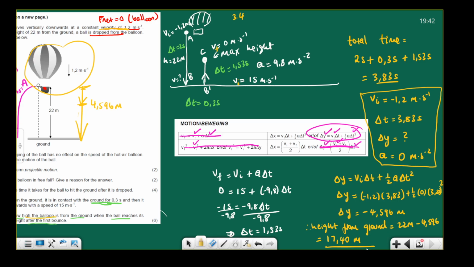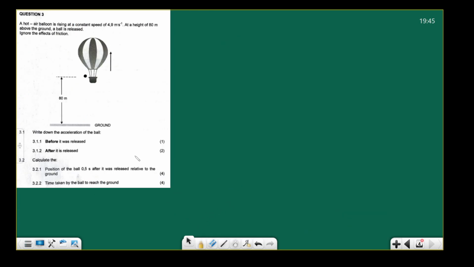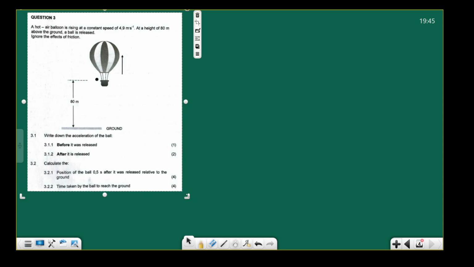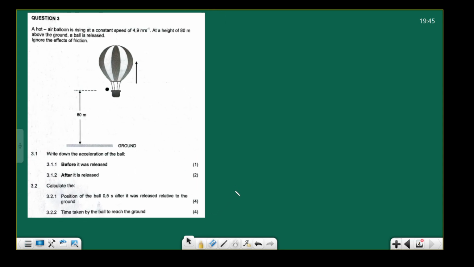Any question there? So this is the second question here that I would like you to give a try. You can just take a few minutes to write it, and then after that we can look at the solution. So a hot air balloon is rising at a constant speed of 4.9 meters per second. Take note that this speed is for the hot air balloon, and since they said it's a constant speed, it means the net force on the hot air balloon is 0. The hot air balloon is not in free fall.